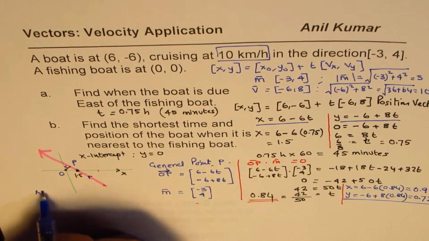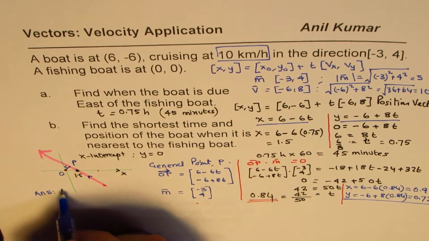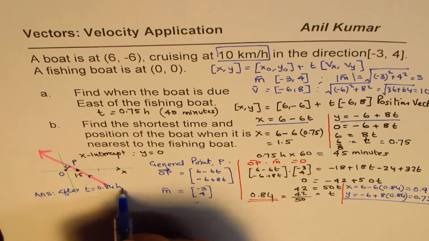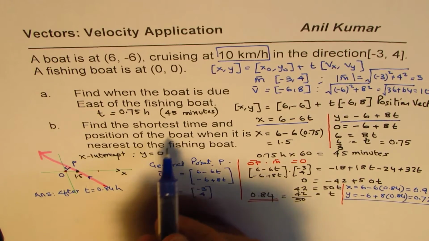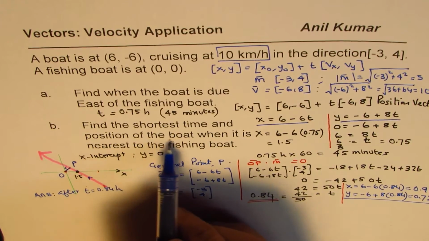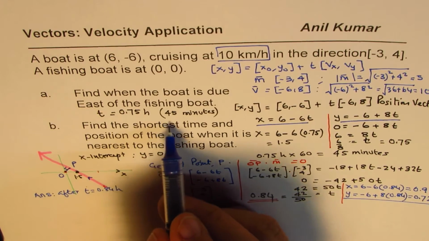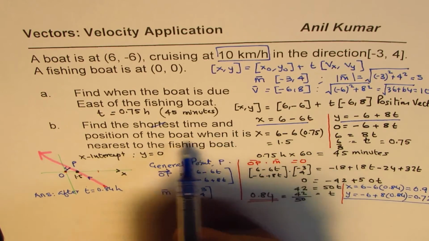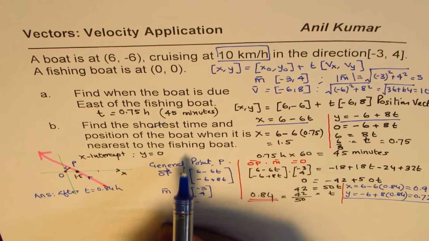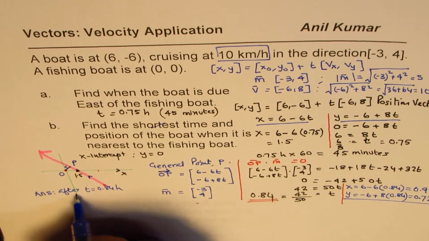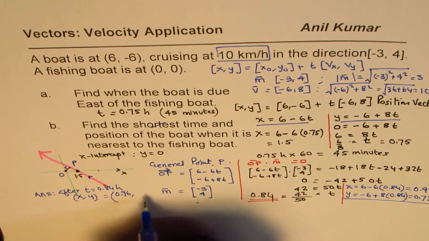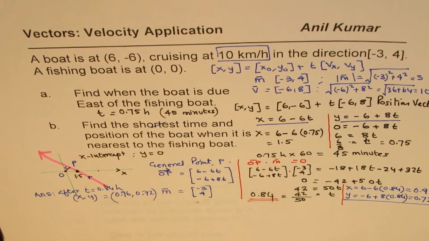After t equals 0.84 hours, you could convert it into time. Find the shortest time and the position of the boat. I should say find the time and the position of the boat when it is nearest to the fishing boat. So that makes sense, right? So time is this, and the position x, y is equal to 0.96, 0.72. That is the position.